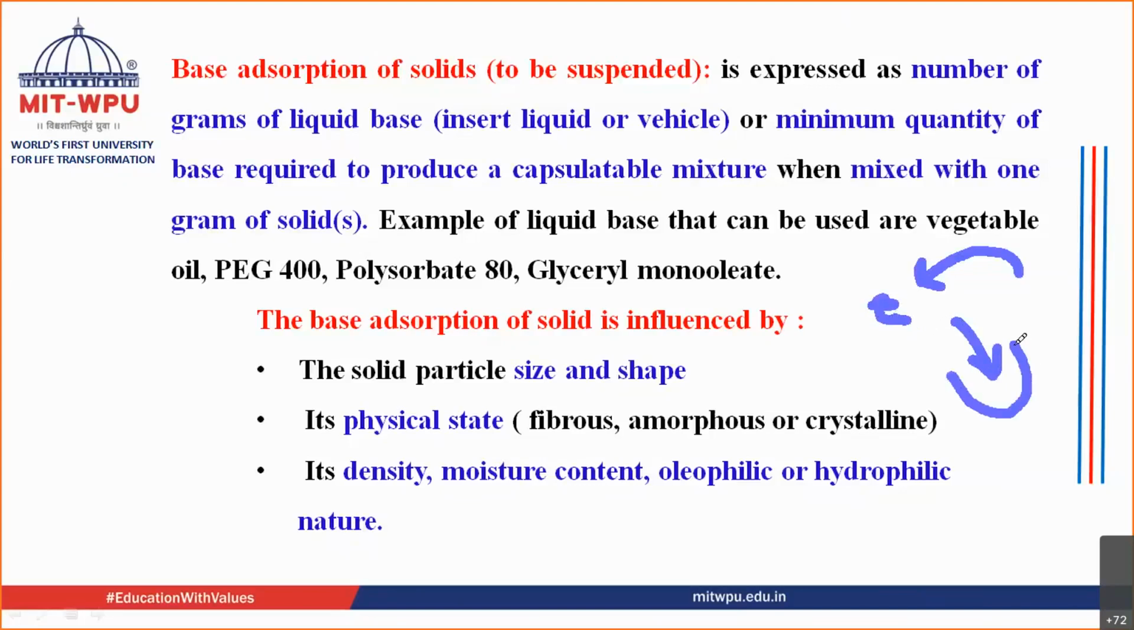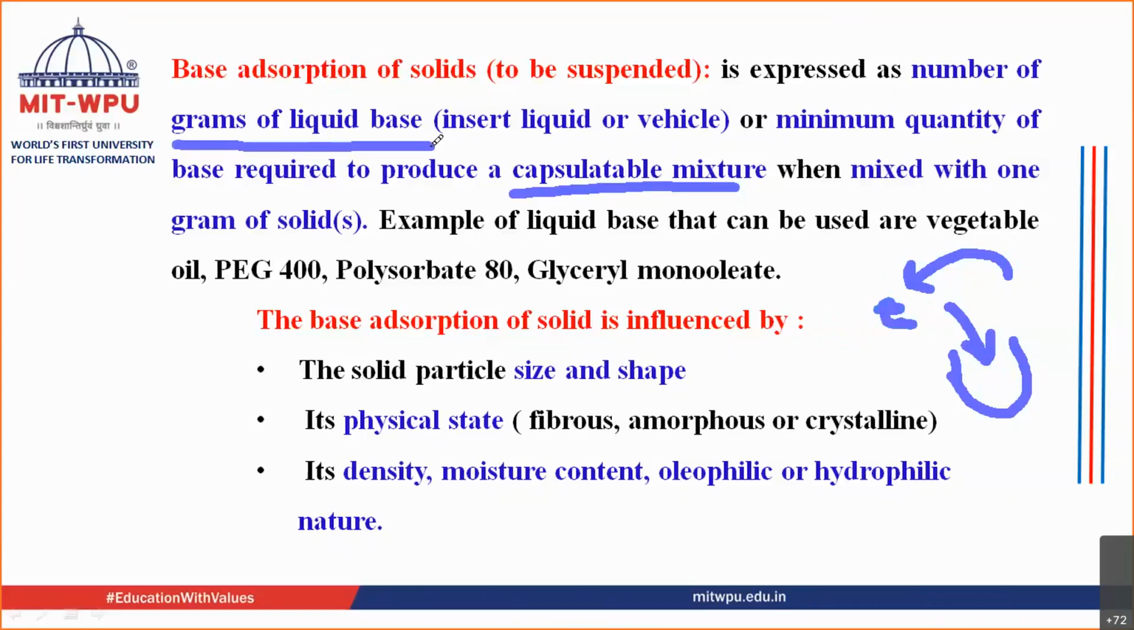So you have a capsule shell. Inside this capsule shell, this material should easily flow. That kind of material is known as capsulatable material. So how many grams of liquid need to be added into this in order to produce a capsulatable material, so that it can be filled inside the capsule shell? That many grams of liquid base is nothing but the base adsorption.